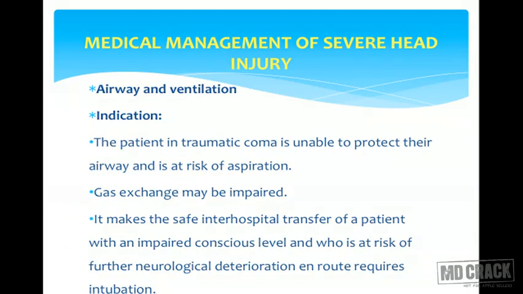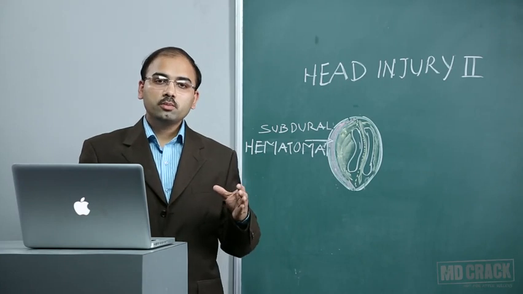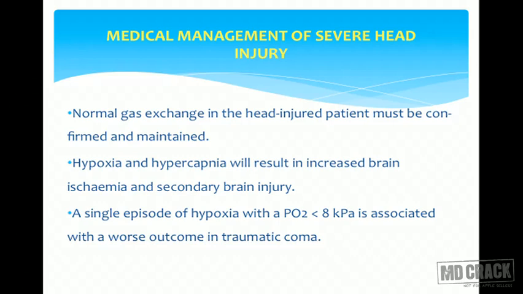Now we'll see airway and ventilation. What are the indications? The patient in traumatic coma is unable to protect their airway and is at risk of aspiration. Gas exchange may be impaired if the patient's airway is not maintained. Airway maintenance makes the safe intra-hospital transfer of a patient with an impaired conscious level, who is at risk of further neurological deterioration en route, possible, and requires intubation. So patients with Glasgow coma scale less than 8 should be intubated and transferred across the hospitals whenever required. So normal gas exchange in a head injury patient must be confirmed and maintained.